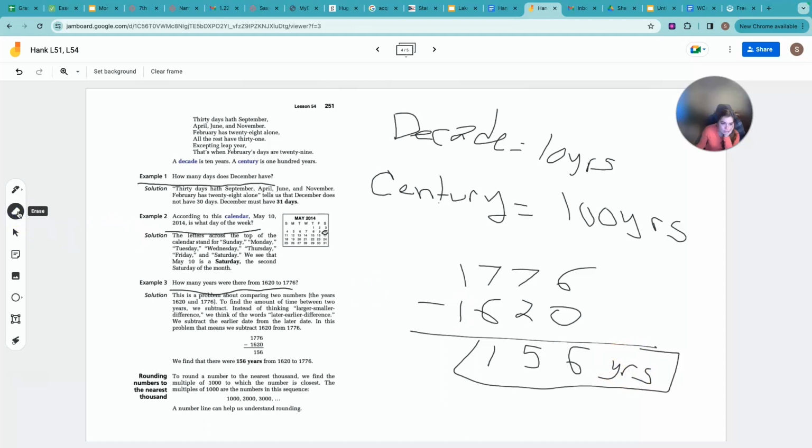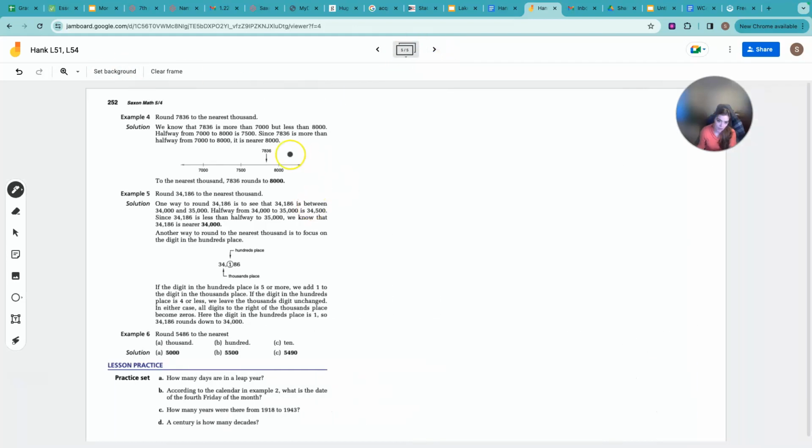Okay. Our next topic here is rounding numbers to the nearest thousand. So Hank, we've worked on rounding numbers to the nearest hundred before, right? Now we're going to look at the thousands place. So we're going to move our page here.